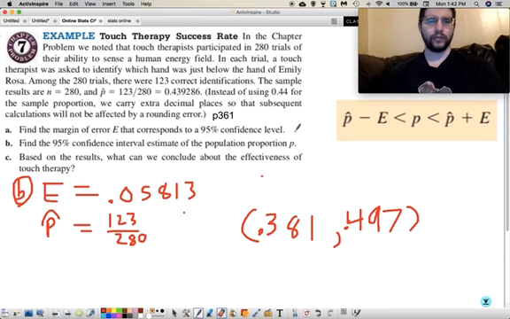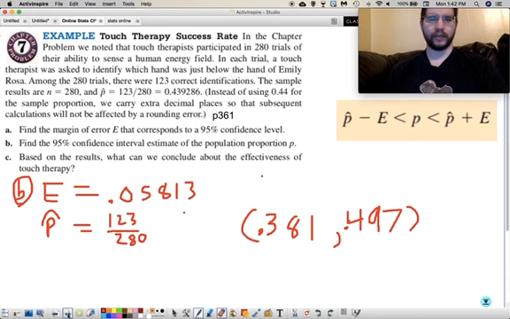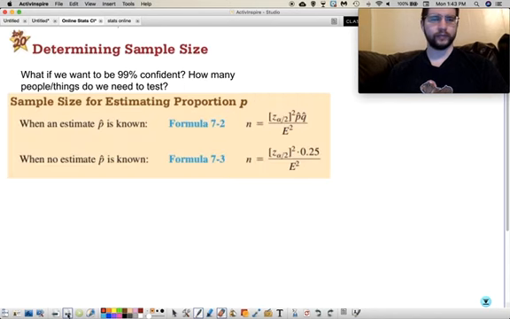And I don't remember if we went through the conditions, but it should be obvious to you that n times p, which is 123, is greater than 5, and n times q, where we looked at it earlier, was 157. So both are way above 5, so we don't have to worry about it. It's good to go.